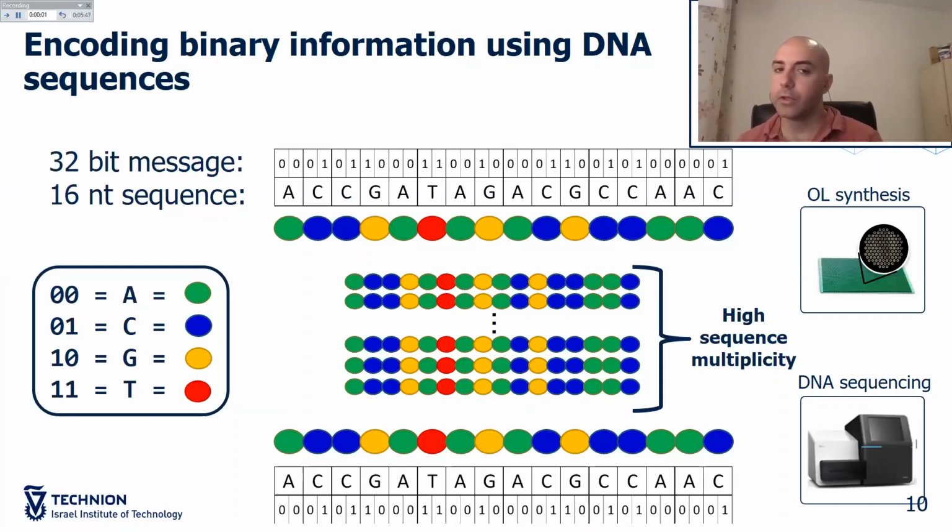So in a naive encoding, we take a binary message. Every pair of bits would be translated to 1 DNA letter. Then we'll have a DNA sequence that we can synthesize, and then later on sequence and decode to the original message. Just remember that those DNA molecules are going to have a very high sequence multiplicity. We're exploiting this high multiplicity in order to extend the DNA alphabet and increase the logical density, as we'll see in just the next slides.